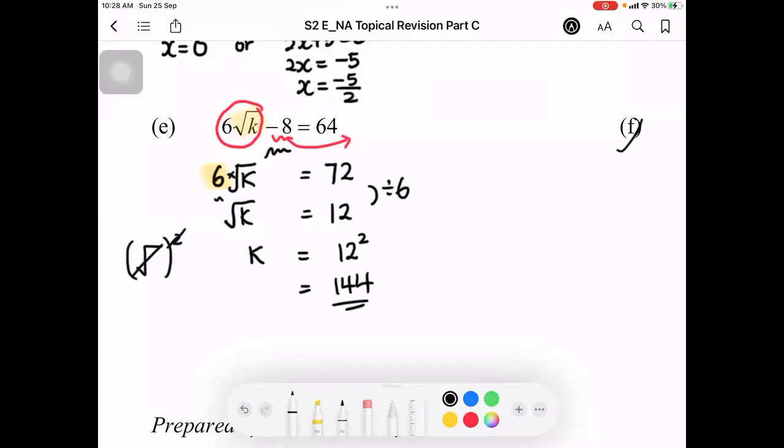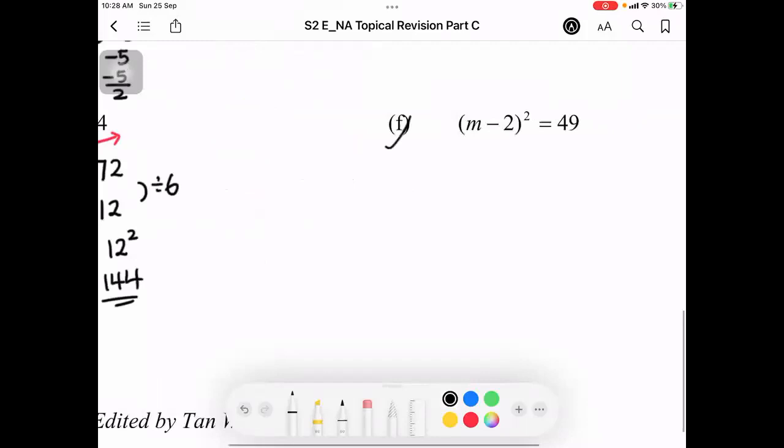Next question, part F, how to solve this. Same thing. Now you notice m is inside this bracket, with a square over here. Outermost enemy, we get rid of the square. How to undo square? This one is something squared. We take square root on both sides. But when we take square root, how many answers will we have? There will be 2 answers, plus or minus 49.